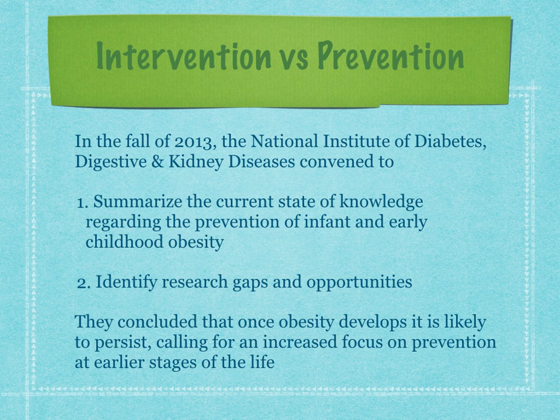When looking at intervention versus prevention, in the fall of 2013, just to kind of make it official, the National Institute of Diabetes, Digestive, and Kidney Disease convened to do two things. One, to summarize the current state of knowledge regarding the prevention of infant and early childhood obesity, and two, to identify research gaps and opportunities. And they concluded that once obesity develops, it is likely to persist in children. And they called for an increased focus in the literature on prevention at the earlier stages in life. So even though we saw these kinds of trends starting in 2012, this summit in 2013 made it official, and they made a big announcement.